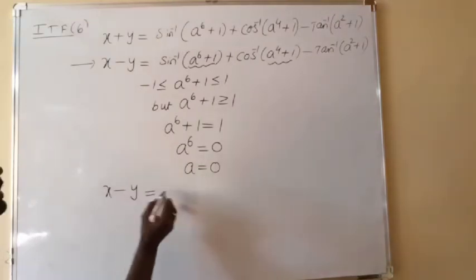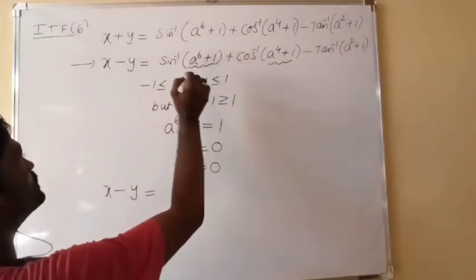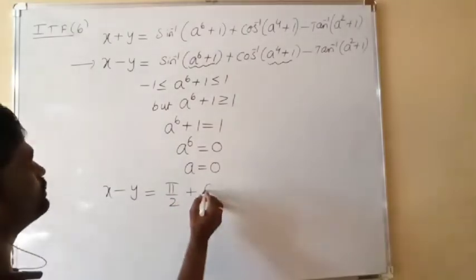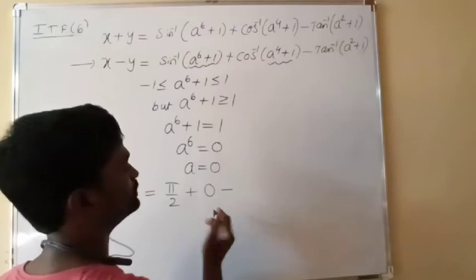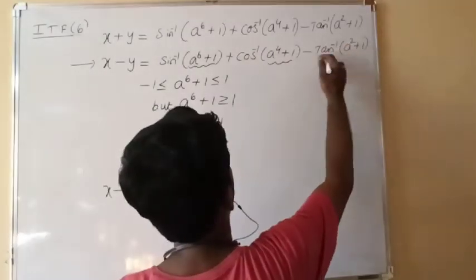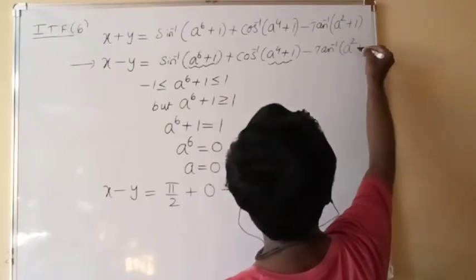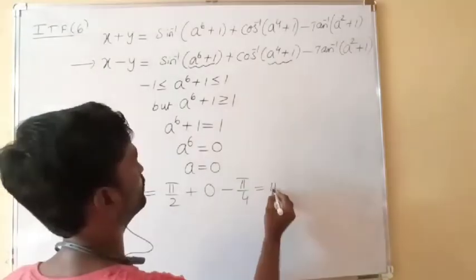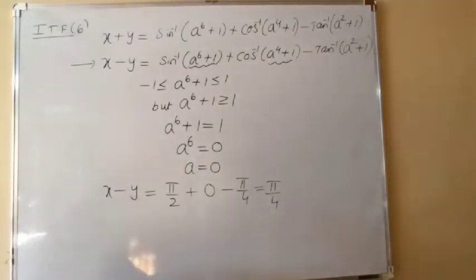The image line becomes x minus y is equal to a^0 = 1, and here a^0 plus 1, sine inverse 1 is pi by 2, cos inverse 1 is 0, because if you substitute a = 0, cos inverse 1 is 0. If you put a = 0, tan inverse 1 is pi by 4. So pi by 2 minus pi by 4 is what? Pi by 4. So thus the image of that line is x minus y is equal to pi by 4 with respect to the x-axis.